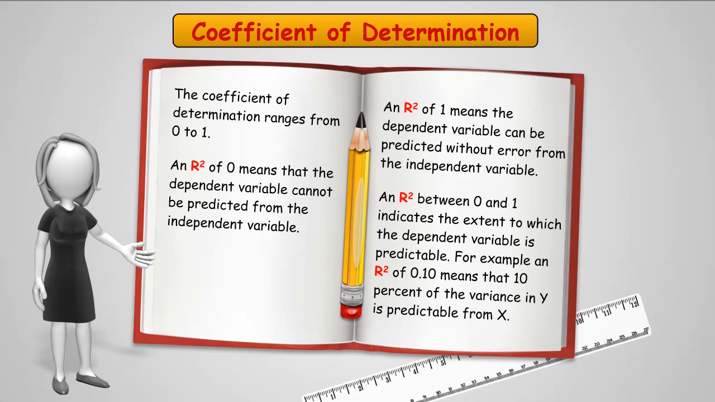For example, an R squared of 0.10 means that 10% of the variance in Y is predicted from X. The other 90% would have been predicted by some other independent variables.